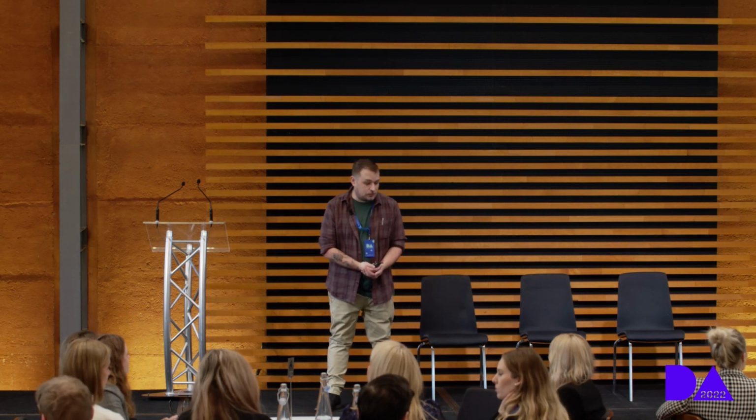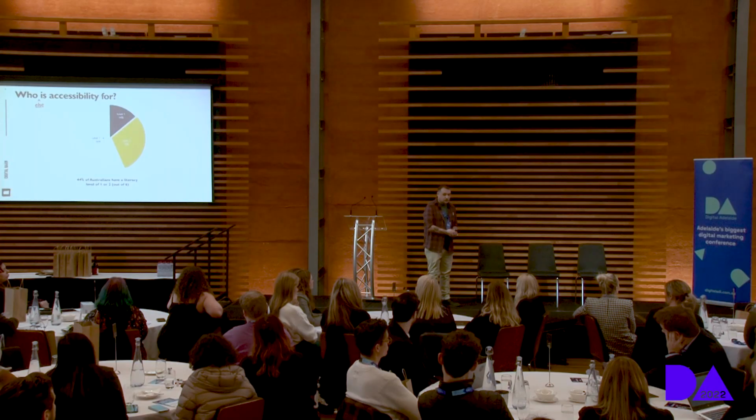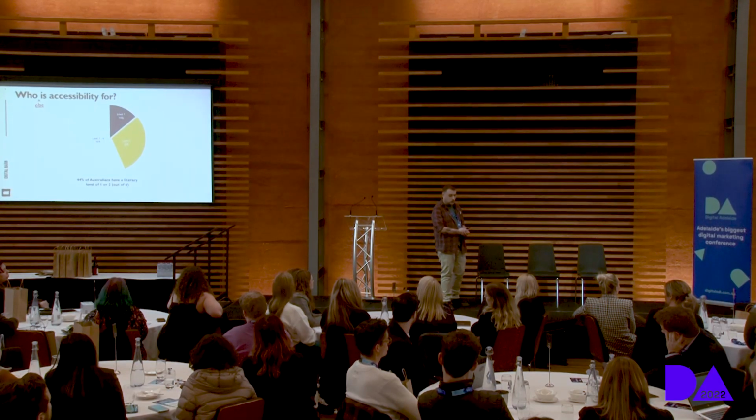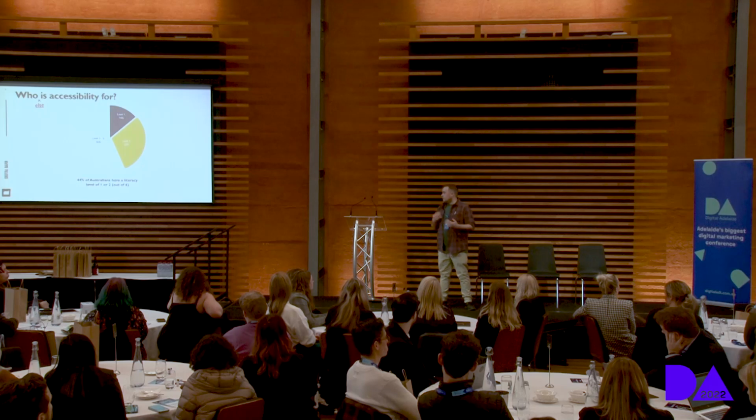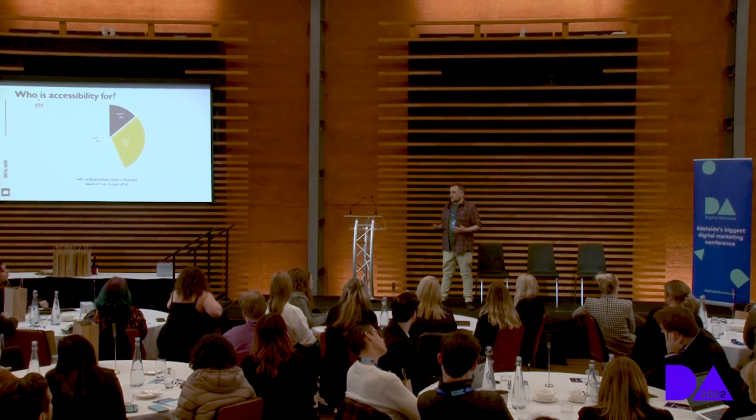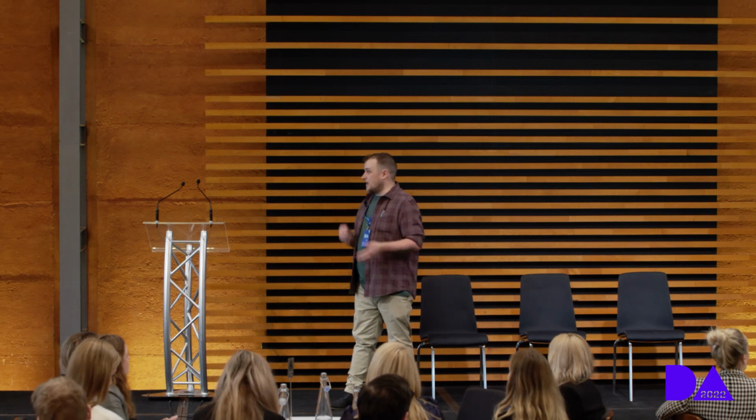But as I said, accessibility really does help everybody. So a few other people that accessibility is great for. 44% of Australians have a literacy level of 1 or 2 out of 6. These are people who wouldn't identify themselves as disabled or people with a disability, but they will have a substantially reduced reading level compared to the other 56%. So in this case, accessibility would be more about the language that you use, not using overly technical language, not using a $50 word when a 20-cent word will do.